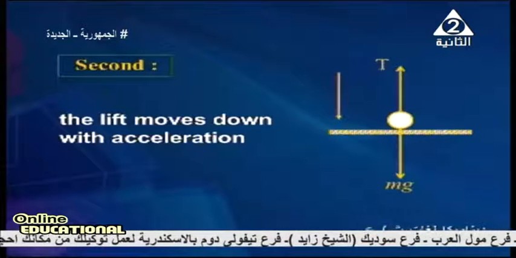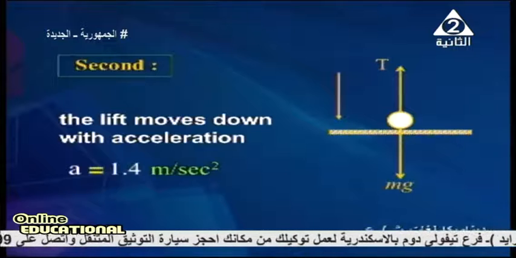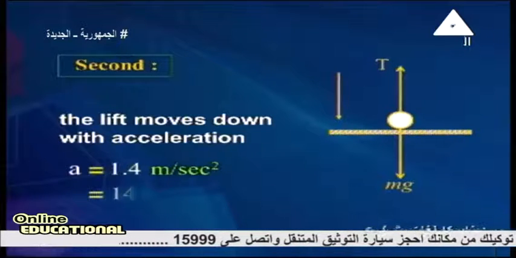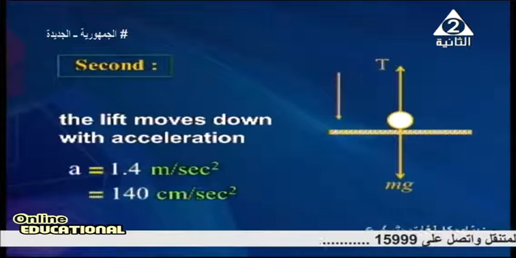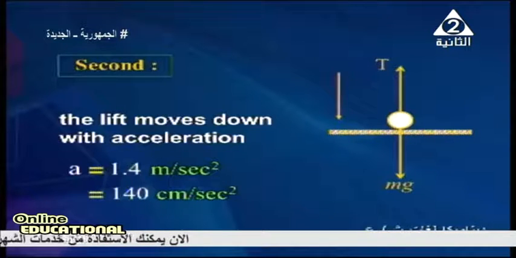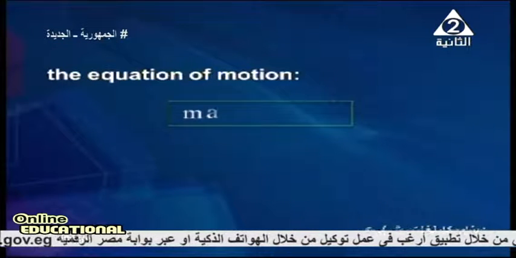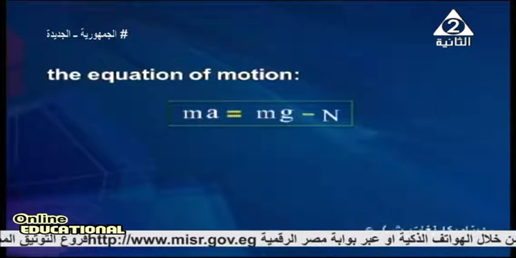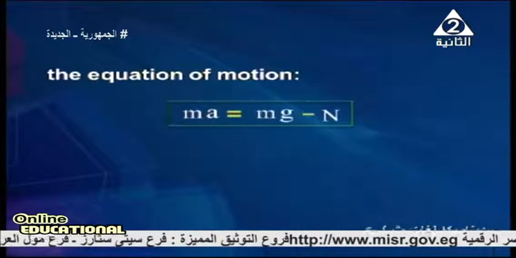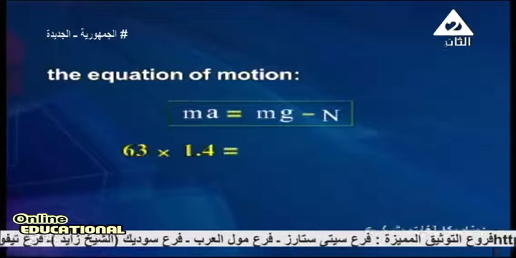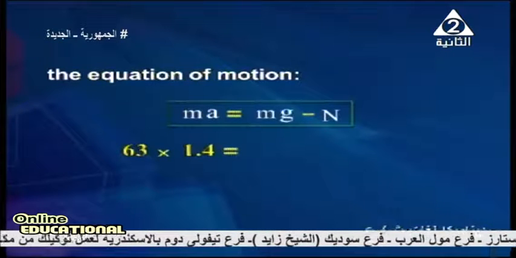The second required, or the second case, the lift moves down with an acceleration of magnitude 1.4 meter per second square, the same acceleration, or 140 centimeter per second square. Then what is the equation of motion? Yes, MA equals mg minus N. The mass of the body equals 63 kilogram, multiply the acceleration of motion, which equals 1.4 meter per second square.